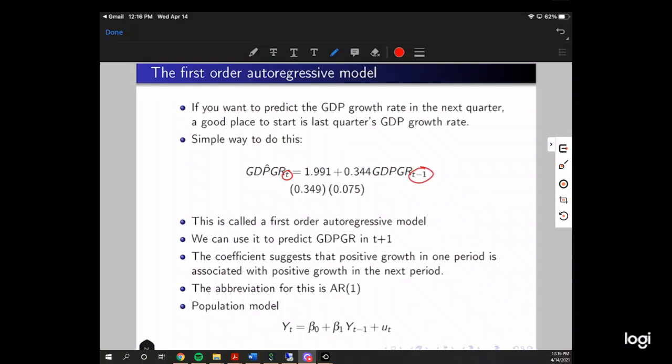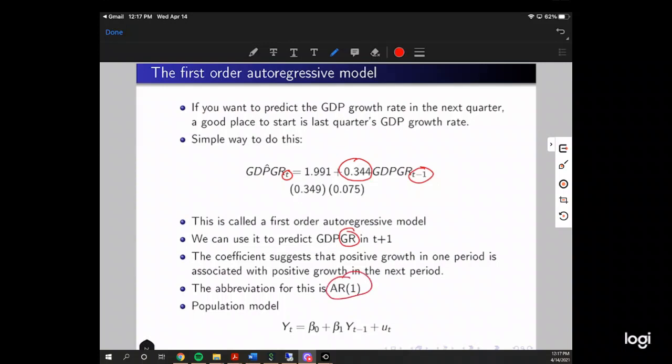We can use it to predict GDP growth rates, so GR is the growth rate, and t plus 1 in the future. The coefficients suggest that positive growth in one period is associated with positive growth in the next period. We have a coefficient of 0.344. That means that if the growth rate is positive in one period, we're likely to have a positive growth rate in the next period. The abbreviation for this is AR1, or autoregressive 1.